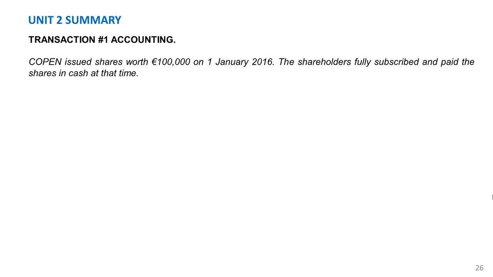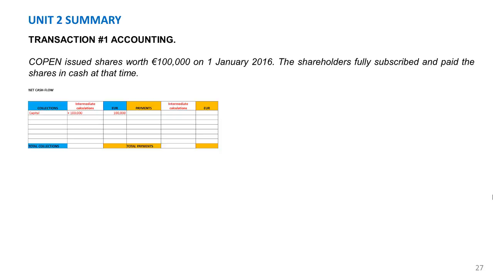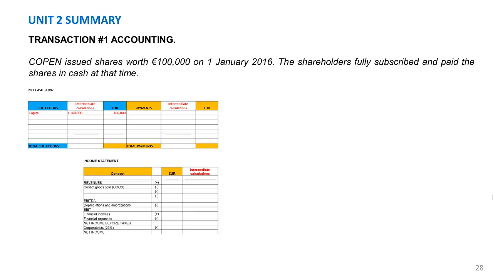Let's summarize this unit. We have accounted for the first transaction. It's related to the subscription and payment of the initial capital of Copen by its shareholders. Regarding cash flow, that's to say, collections and payments, due to this transaction, Copen collected 100,000 euros. However, this transaction has no effect on the income statement because there are no incomes or expenses related to it. This is because the subscription and payment of the initial capital does not change the value of the company, or in other words, does not change the wealth of the company. Let's remember that within this context, company means the entire company shareholders unit.